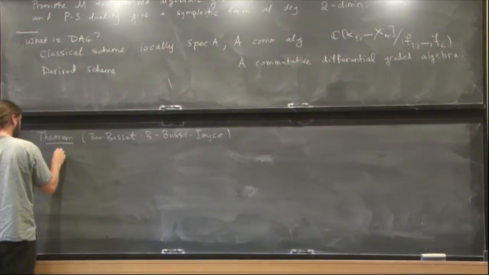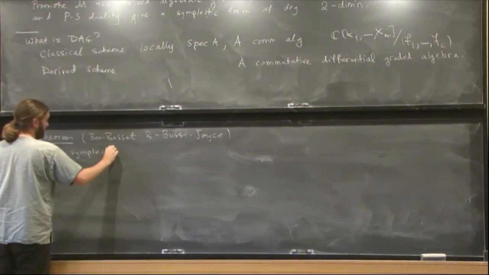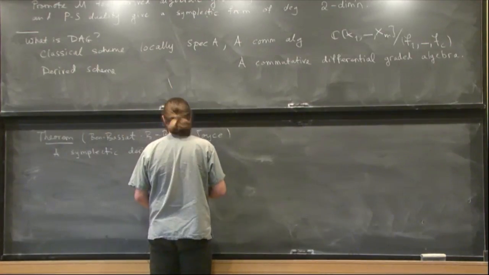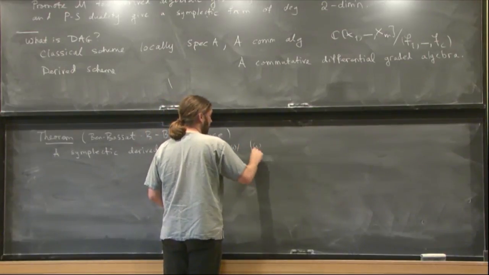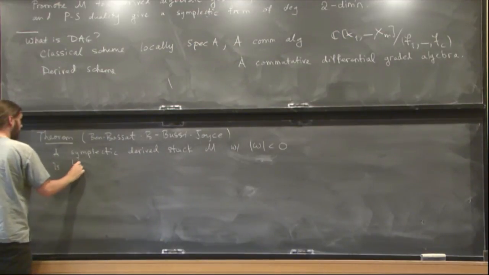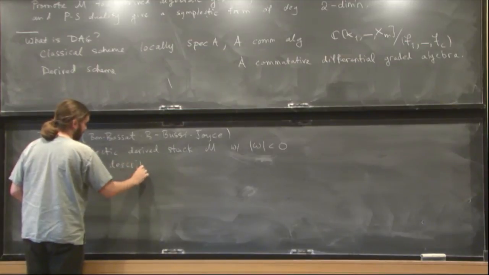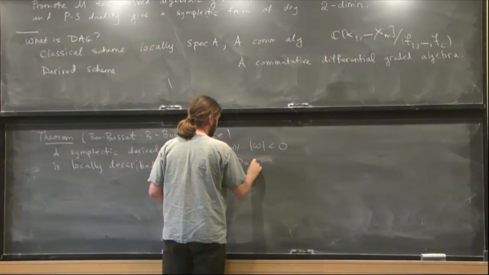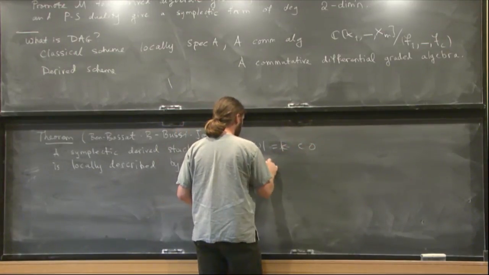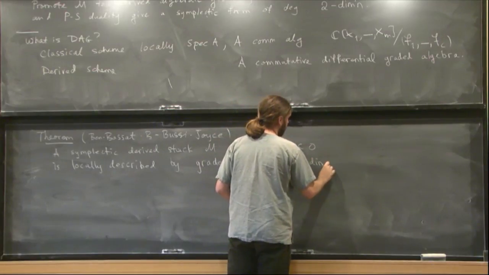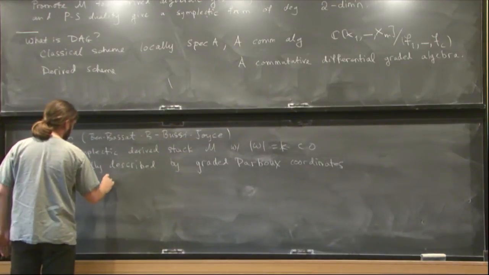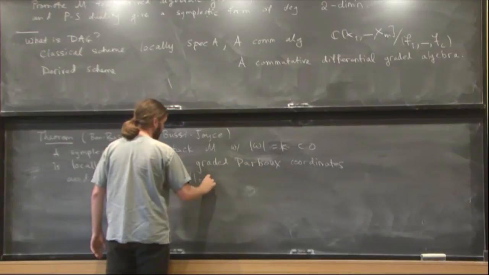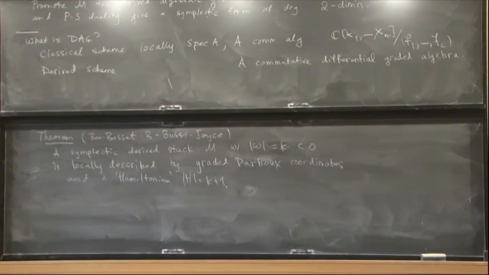The theorem is that a symplectic derived stack, which could be, for instance, one of these moduli spaces of vector bundles or local systems on something oriented, with symplectic form of negative degree, is locally described by graded Darboux coordinates, and some Hamiltonian H of degree k plus 1. Let me call this degree k less than 0. So in particular, when k equals minus 1, I'm in this situation.